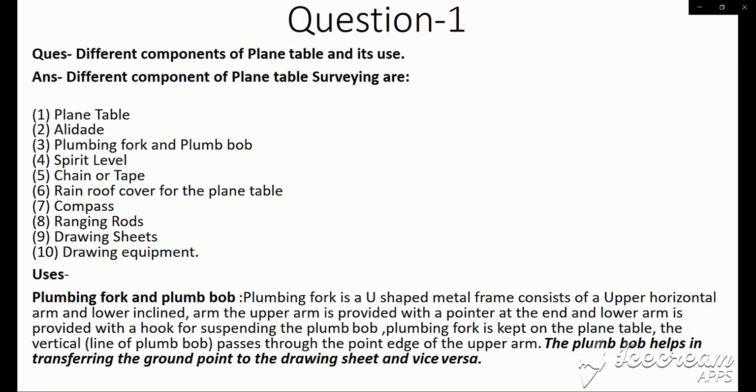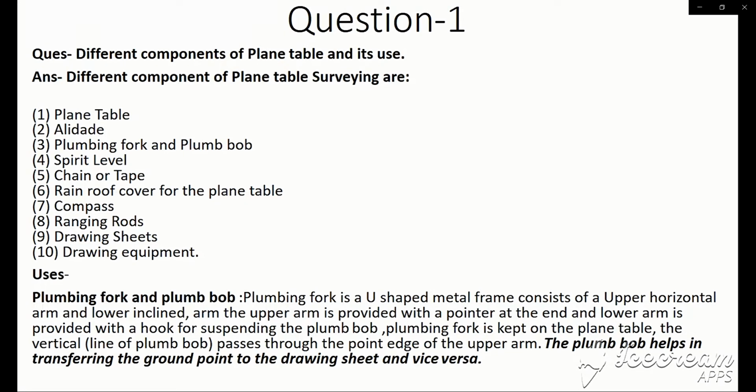The different components of plane table surveying are: first, plane table; second, alidade; third, plumbing fork and plumb bob; then spirit level, chain or tape, rain proof cover for the plane table, compass, ranging rods, drawing sheets, and drawing equipment. So now moving on to the uses. Now we'll discuss the use of plumbing fork and plumb bob.